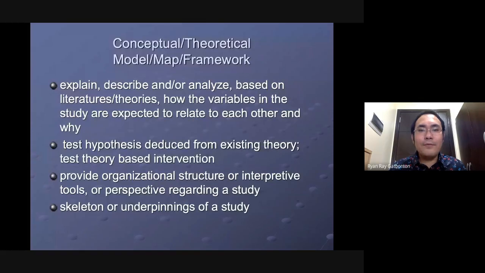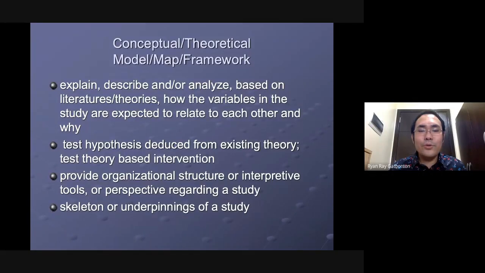Now, after identifying your theoretical framework, you need to always remember when you create a conceptual framework or theoretical framework, understand that this is important because it serves as a skeleton for your study. It serves as a skeleton for your study.